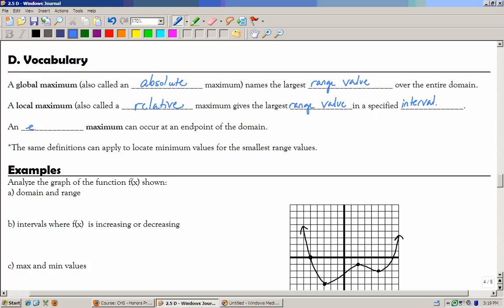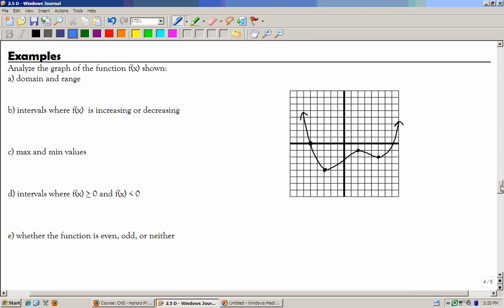An endpoint maximum can occur at an endpoint of the domain. All these same things hold true for minimums. So you can have a global minimum, a local minimum, and an endpoint minimum. Here's an example. We're going to evaluate a function. First thing is we're going to find the domain and the range.